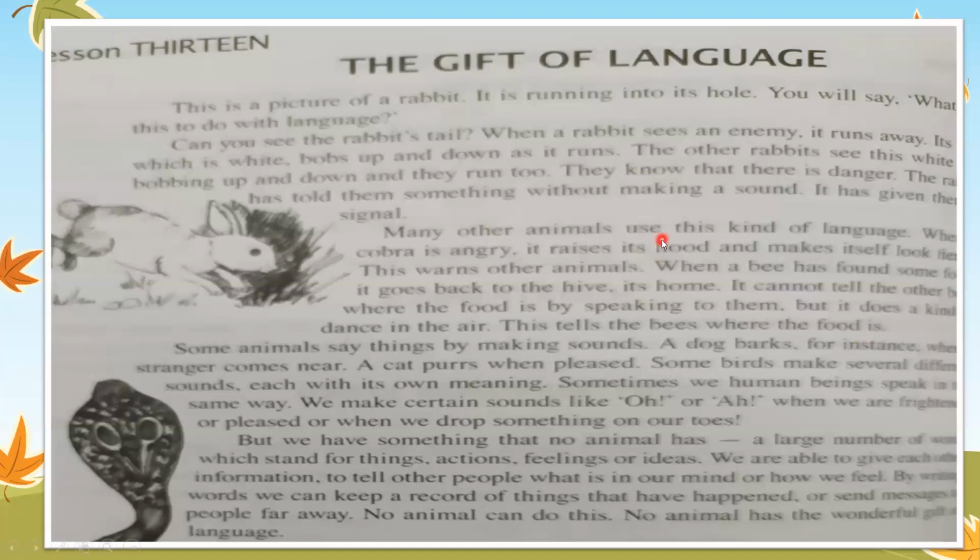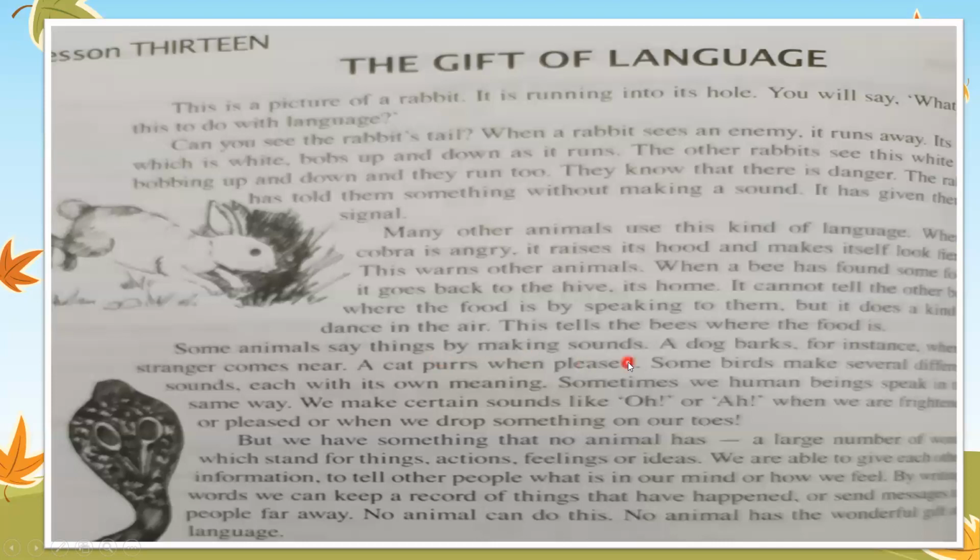So sometimes images are not clear, but if you have a book, then it will help you a lot. Here many other animals are also using signals. When we are talking about the cobra, it raises its hood and makes itself look fierce. Then we are talking about the bee. When a bee has found some food, it doesn't come to its home to tell them where the food is. No, what it does is dance in the air, and this tells the bees where the food is. Some animals say things by making sounds.